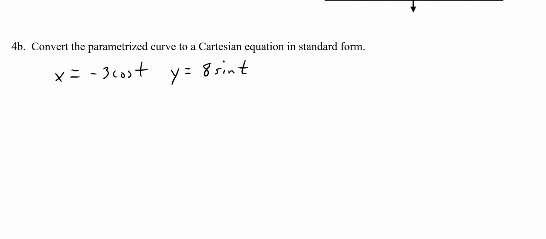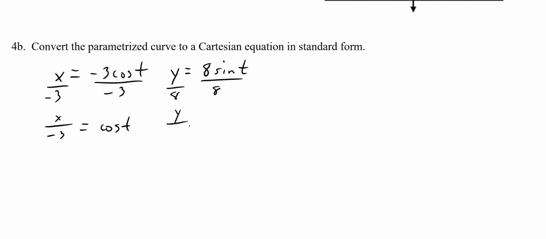So you can't just square this, because actually if you square this just the way it is, like we did the last one, you end up getting 9 cosine squared of t plus 8 sine squared of t. That doesn't equal 1, right? So really you kind of just need to isolate it. So what I'm going to do is I'm going to divide both sides by -3. So that gives me x over -3 equals cosine of t. All right. And this one divide by 8. So you get y over 8 equals sine of t.